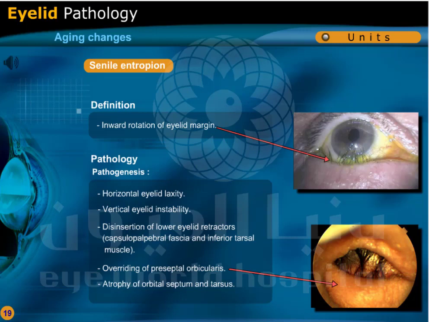Senile entropion. Senile entropion is inward rotation of eyelid margin. The following occurs in senile entropion: horizontal eyelid laxity, vertical eyelid instability, disinsertion of lower eyelid retractors, capsulopalpebral fascia, and inferior tarsal muscle, overriding of preseptal orbicularis, and atrophy of orbital septum and tarsus.